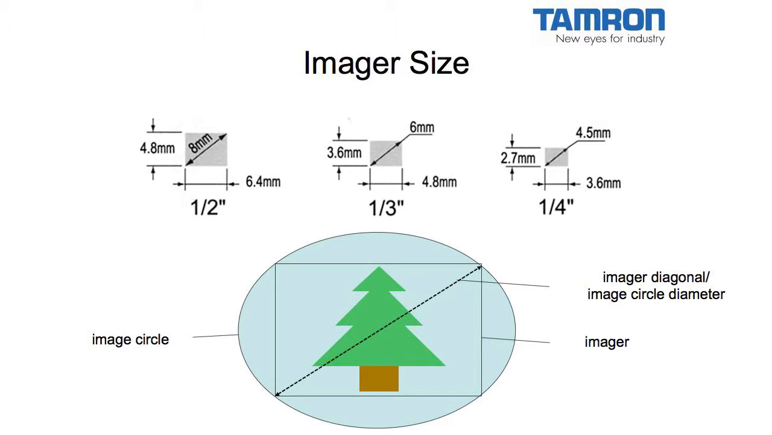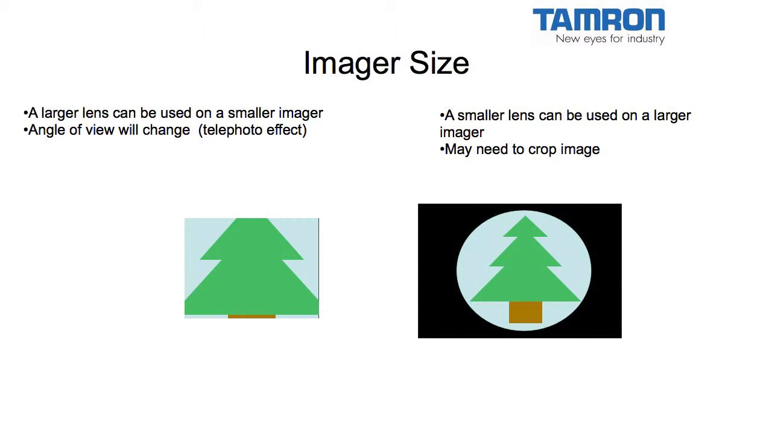Lenses are designed to focus an image onto the imager so that the diameter of the image circle matches the diagonal of the imager. A 1/3 inch lens therefore has an image circle diameter of at least 6 millimeters to cover the 6 millimeter diagonal of the 1/3 inch imager. A larger lens can be used on a smaller imager. In this case, because the image captured by the lens will be larger than the imager, the angle of view of the image will become smaller, resulting in a telephoto effect.